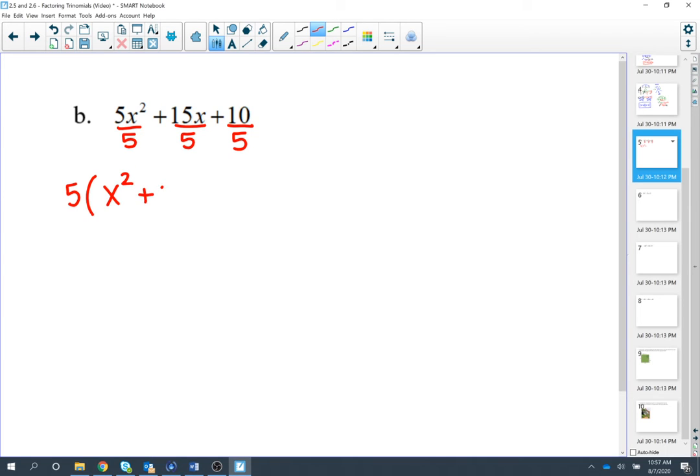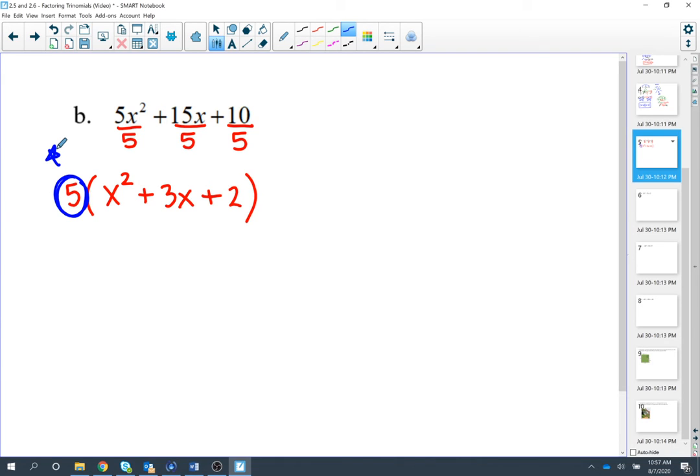15x divided by 5 is 3x. And 10 divided by 5 is 2. Now, from here, I'm going to circle this. I'm going to put a star next to it. And then I'm going to forget about it. Just leave him there. Okay?